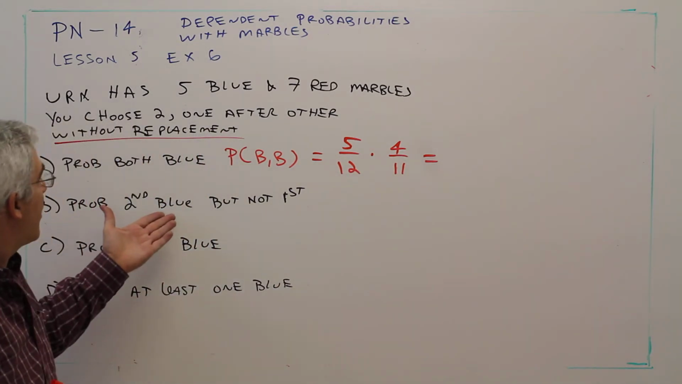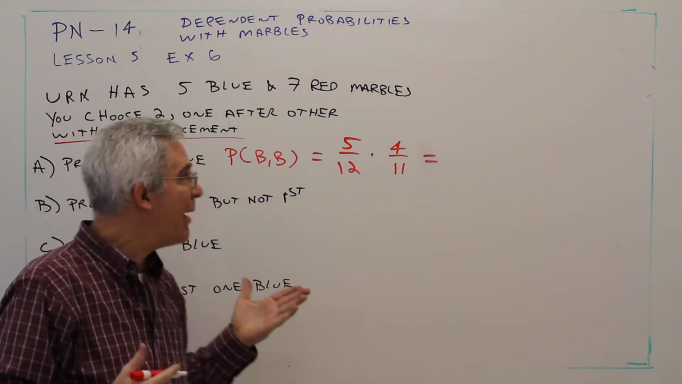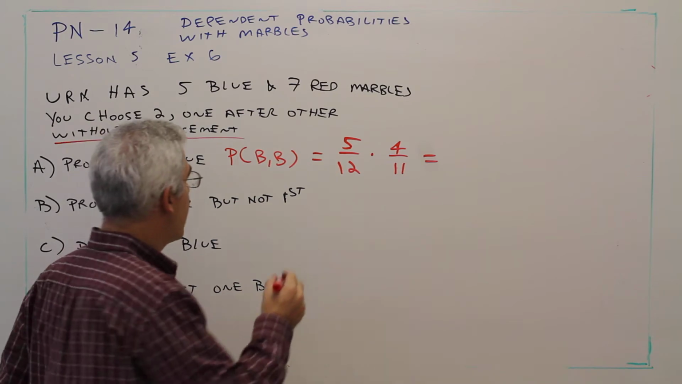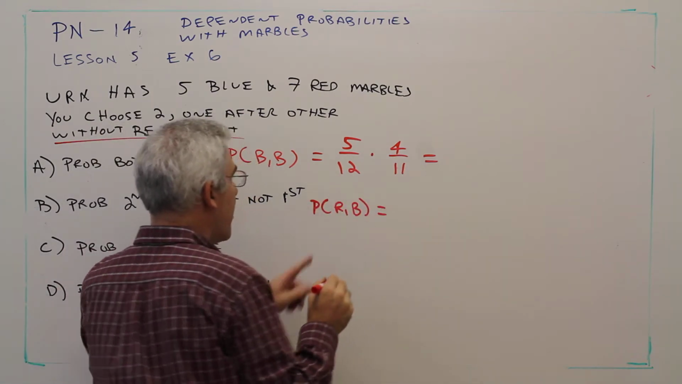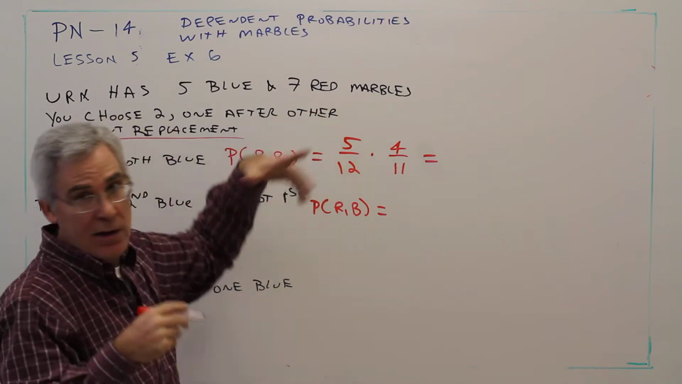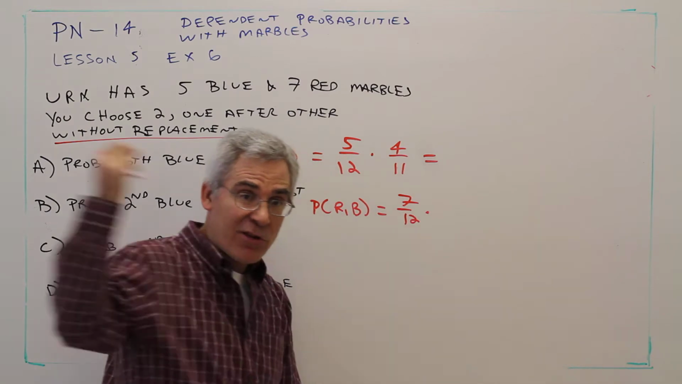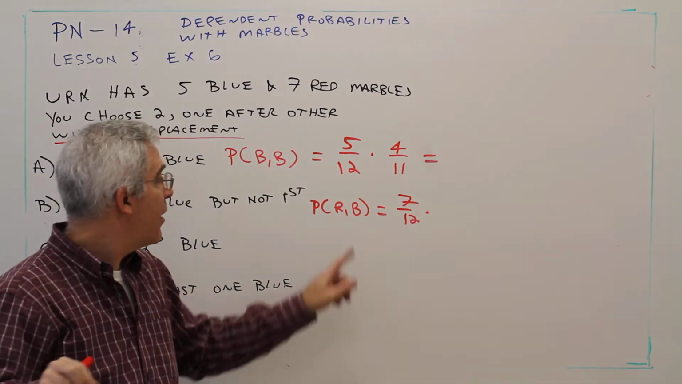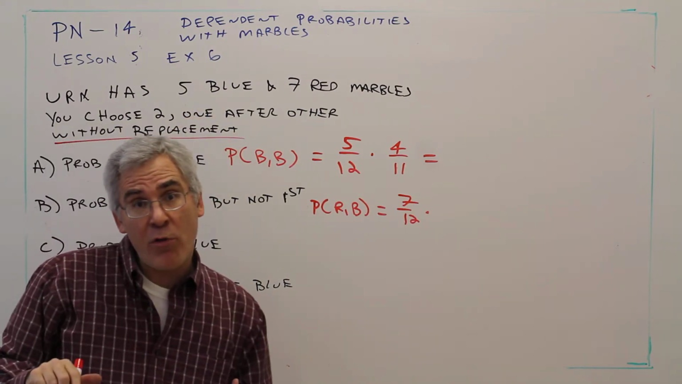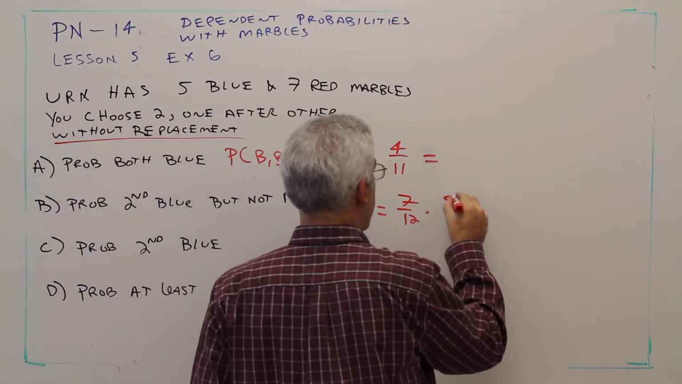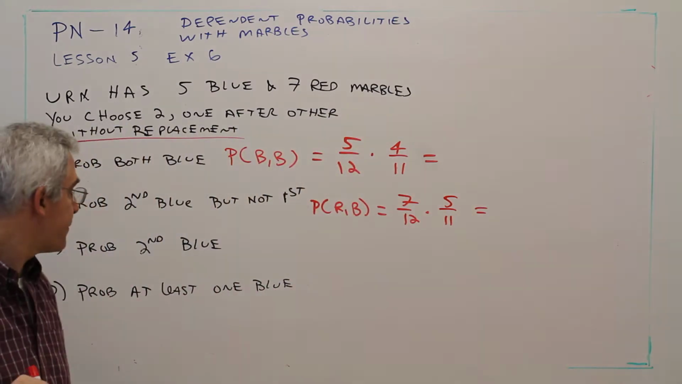Part B, the probability that the second is blue but not the first. Well, the first is not blue, it must be red. So probability of red followed by blue. For red, 7 out of 12. I took that red marble, threw it away. For the second marble to be blue, there's still 5 total blue, but only 11 total. I'll use my calculator to crunch that.